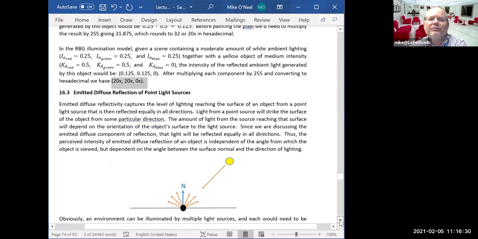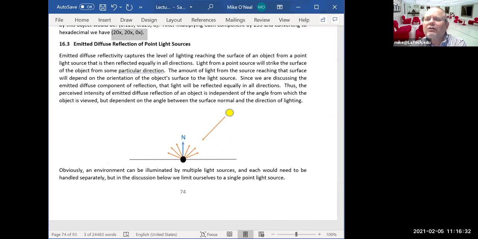Okay, is there any question about that? That was all from last time, but I wanted to run through it. Is there any way to determine the KD from a 6-bit hex?